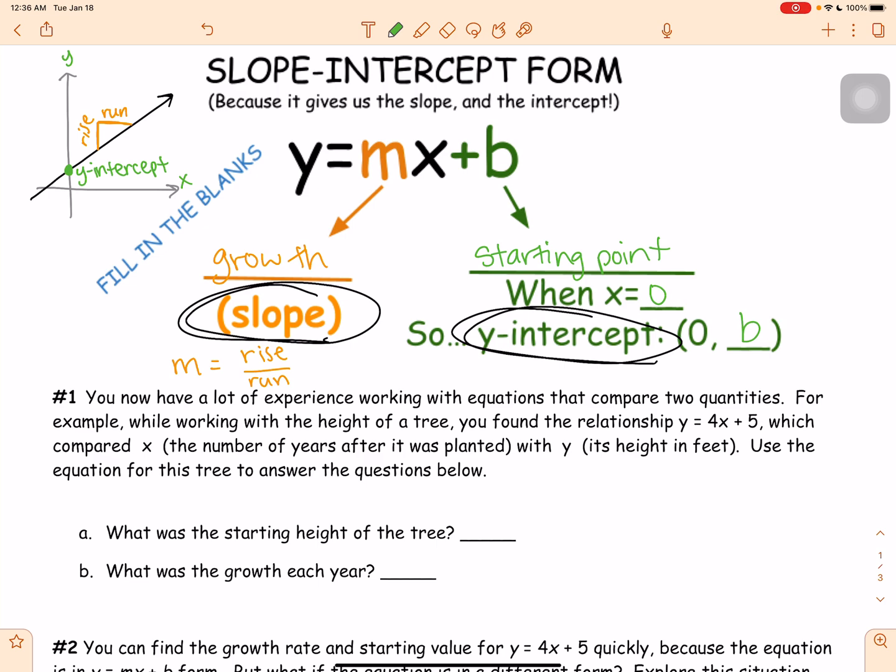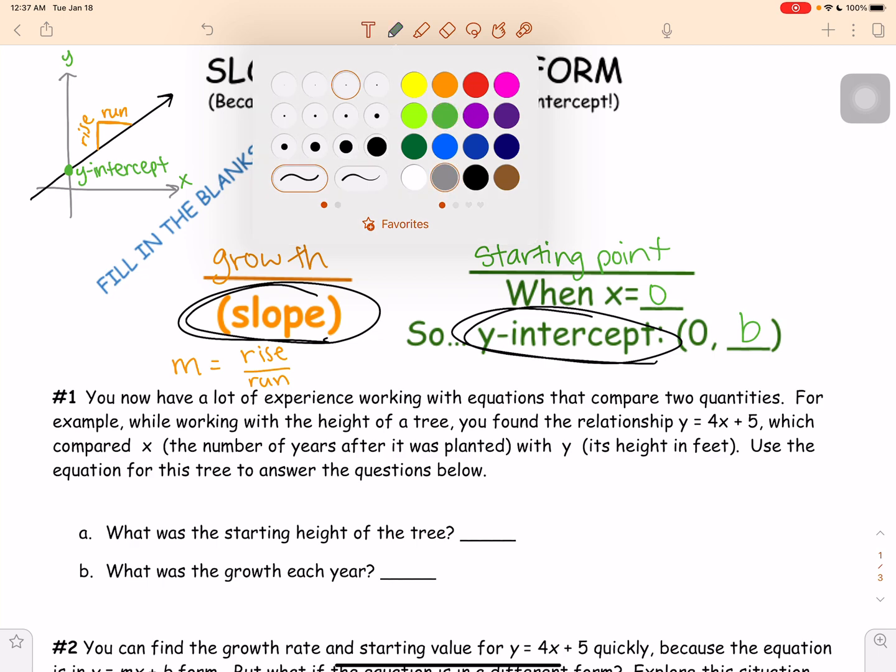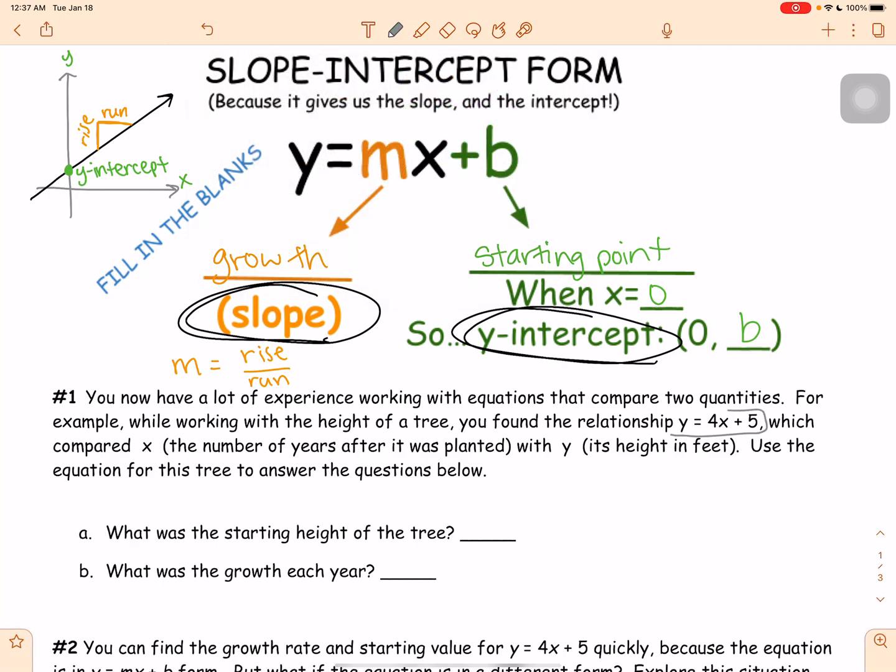It says here we have a lot of experience working with equations that compare two quantities. For example, while working with the height of a tree, you found the relationship y equals 4x plus 5. That is talking about John's giant redwood tree that we did last semester. It was one of our lessons, I believe in chapter 3 or 4. We wrote an equation that represented the growth of John's tree.